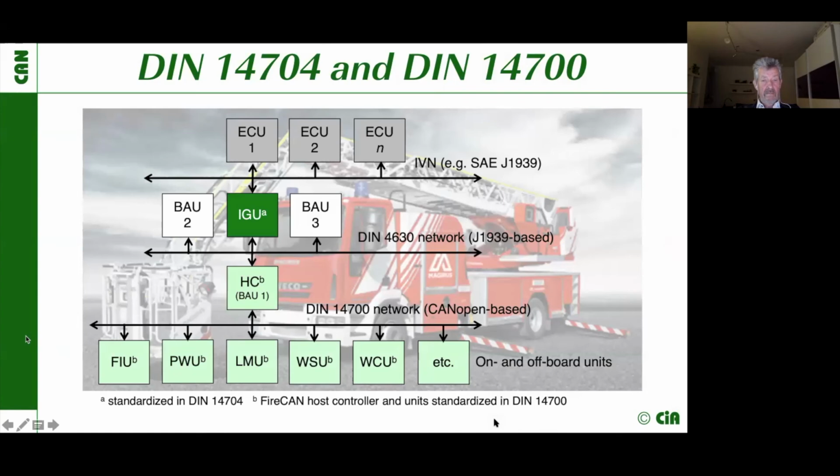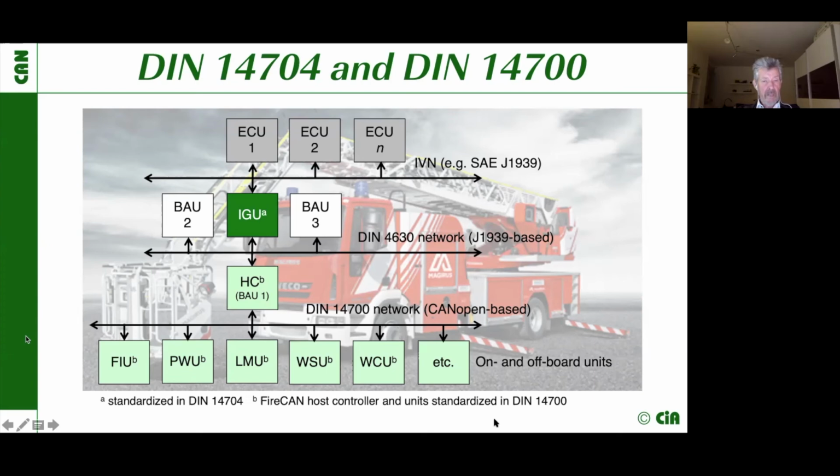A similar application we have with the firefighting trucks. Firefighting trucks are very complex. They have multiple networks. Here you see a simplified figure. You see the in-vehicle networks in the truck. They are connected via SAE J1939, the same as with tractors in the agriculture industry. You see the DIN 4630 network, which is similar to what ISOBUS is. So you connect then the in-vehicle gateway unit and the different body application units.